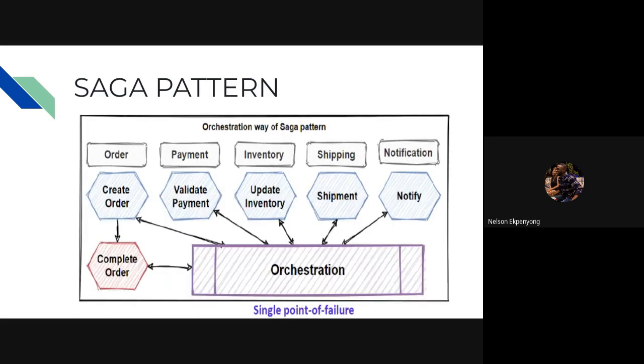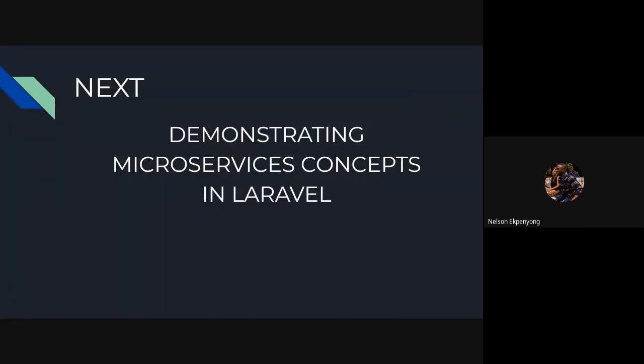The Saga pattern is simply a pattern that eliminates a single point of failure. We're going to talk about this maybe sometime in the future. Okay, all right. So that was just a recap of the last things we had talked about. So let's go into the meat of the day.